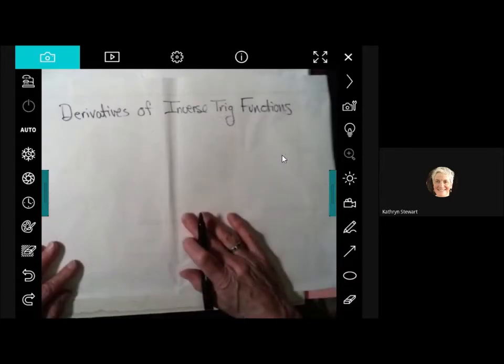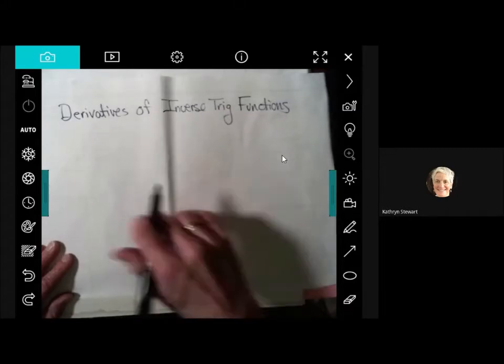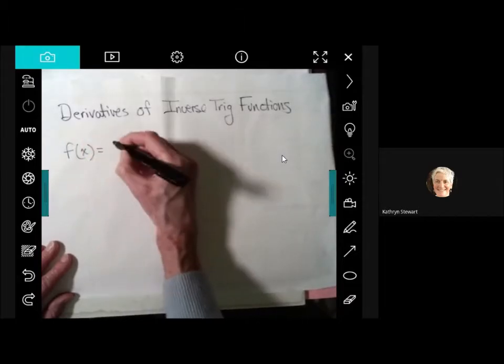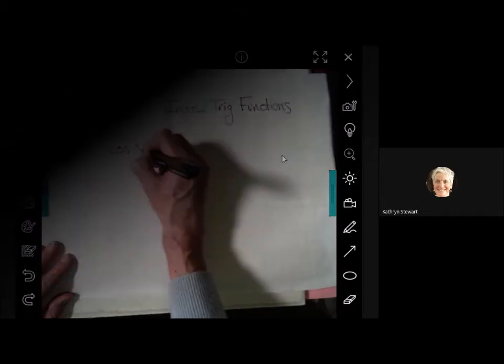So now let's do the fun stuff. Let's take a derivative of an inverse trig function. There are formulas. If you look at a formula sheet, you will find formulas that allow you to find the derivative of an inverse cosine, or an inverse sine, or an inverse tangent. But let's figure it out for ourselves, shall we? Let's do it. Let's say that f of x is cosine of x.